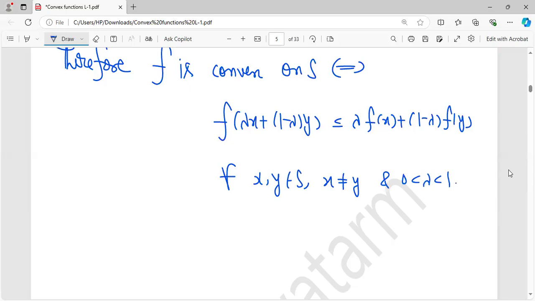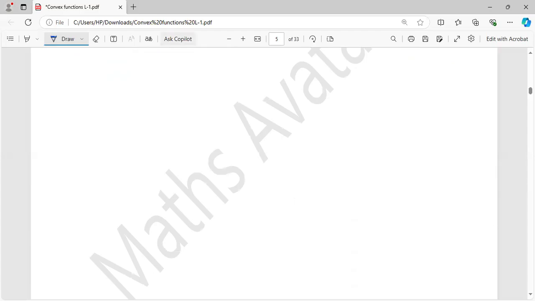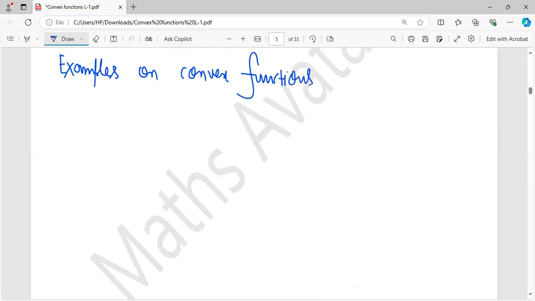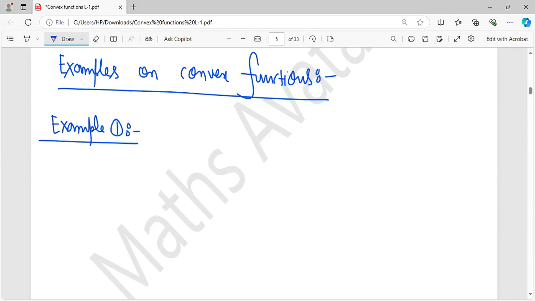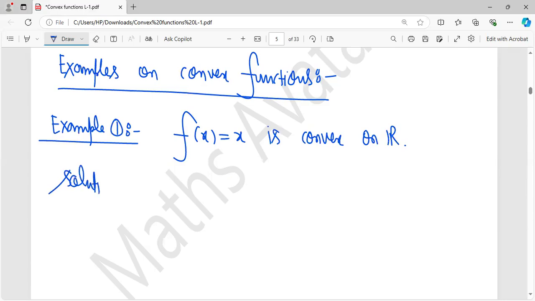Okay, so this is done. So now, examples of convex functions. Example 1: f(x) = x is convex on R. Okay. Well, how?